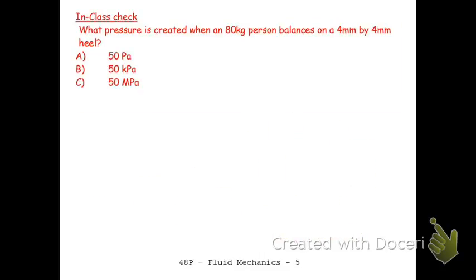What's the pressure created by an 80 kilogram person balancing on a 4 millimeter by 4 millimeter heel? So here's the visualization. This is 4 times 10 to the minus 3 meters, and that there is 4 times 10 to the minus 3 meters, and we have 80 kilograms. So let's just do that.